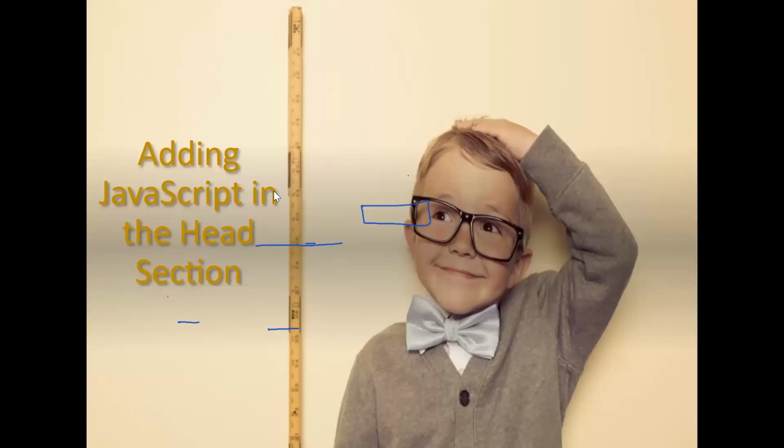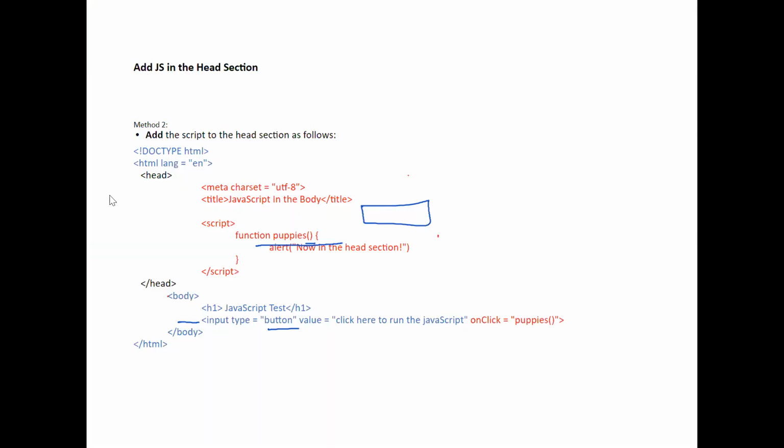Okay, let me go to the second way. So the second way is to actually put the code in the head section, and there is an advantage in that. So I'm no longer putting the script inside the body. I put it in the header section. Okay. Do you know what benefits that brings to our code and to the page when you put the script in the head section? No, not really. Okay. So why in the head? Yes.